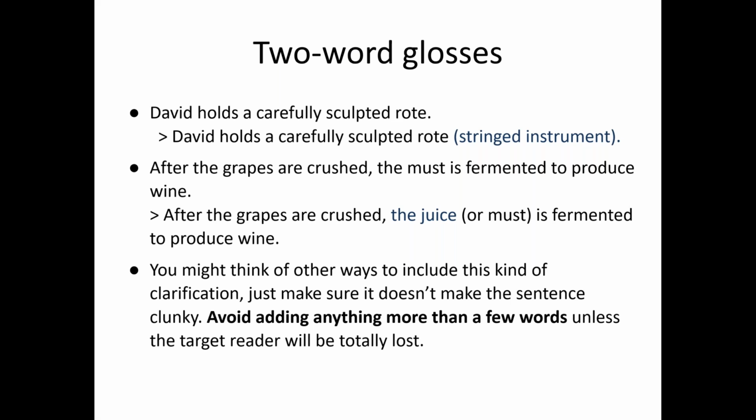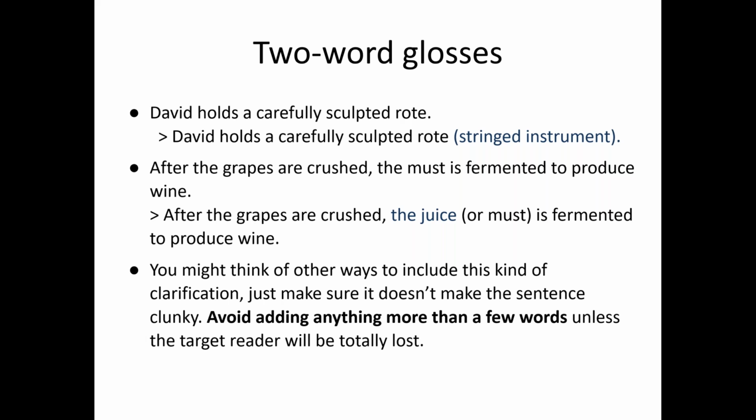So here's an example. David holds a carefully sculpted rote. I have no idea what a rote is. So let's add the gloss. David holds a carefully sculpted rote, stringed instrument. Super short, suddenly easy to understand. That is what we're aiming for.